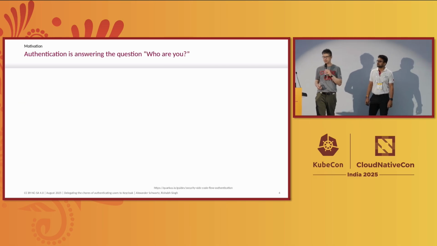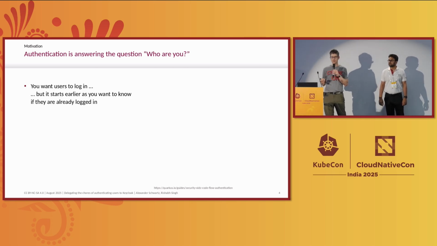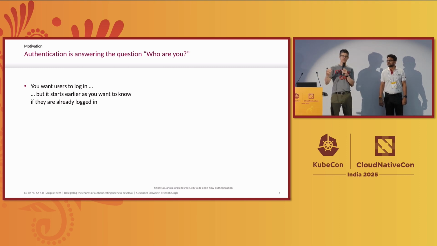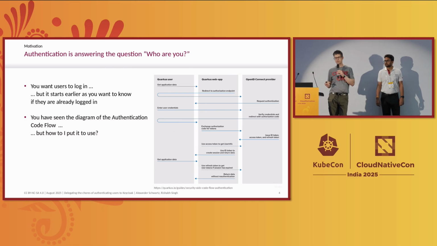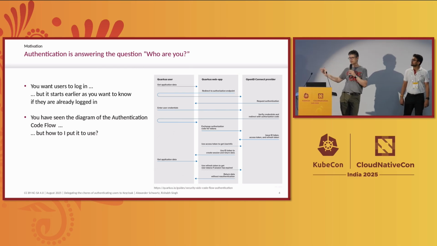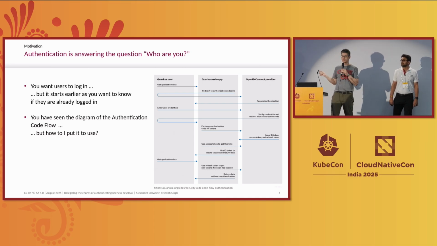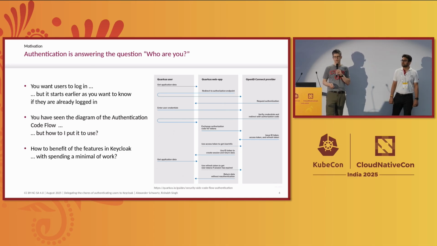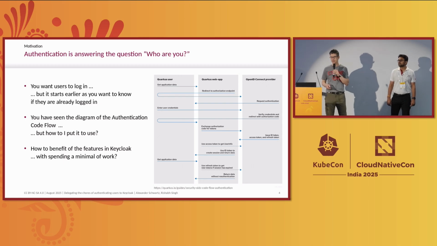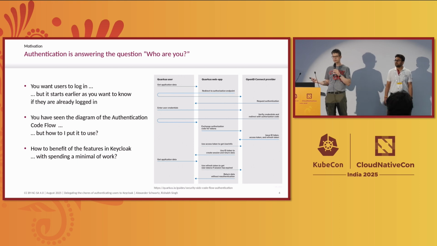So why this talk anyway? Authentication is answering the question, who are you? But then sometimes you want to start even before that. Before you ask a user, who are you, you want to figure out if the user is already logged in. And OpenID Connect has the means for that as well. There are technical diagrams you see here, a flow diagram back and forth. This is how an authentication flow has usually been explained. Instead of that diagram, today we will really put it to use and show you examples of how to do that. And we also show you how to benefit from the features of Keycloak that help you do a minimal amount of work around managing users, managing roles, groups, and all those things.